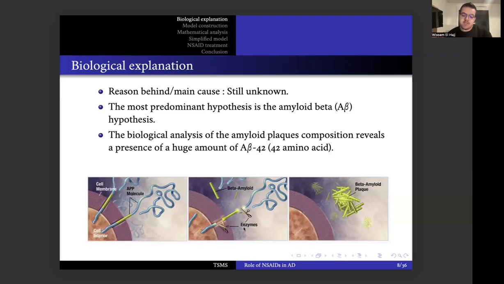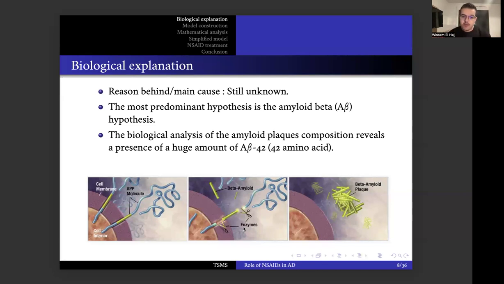The problem comes here. This APP molecule has a certain size. It is either below 40 or above 40. By 40 I mean 40 amino acids, since the molecule is formed by amino acids, like a branch. So when we have less than 40 amino acids, which is usually 39 amino acids, it's not a problem.